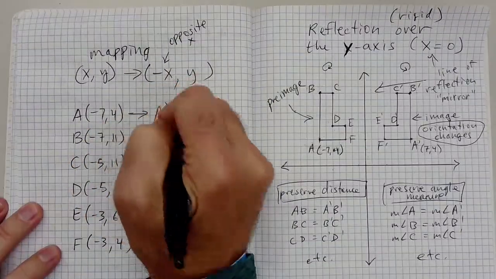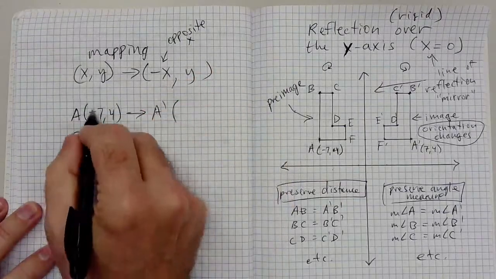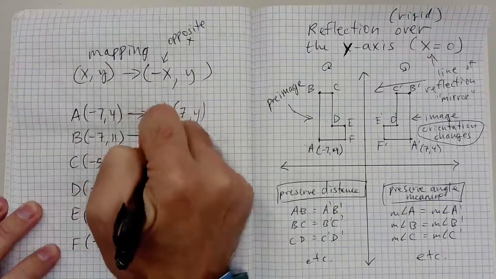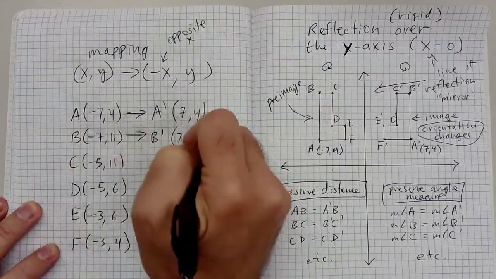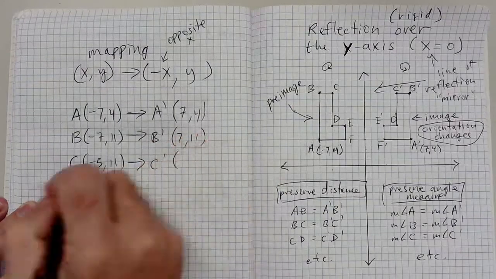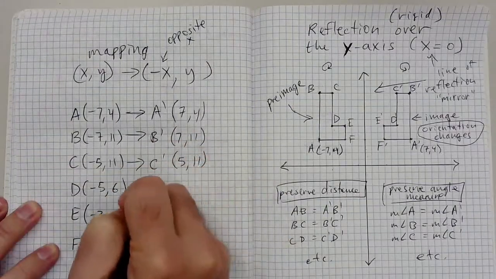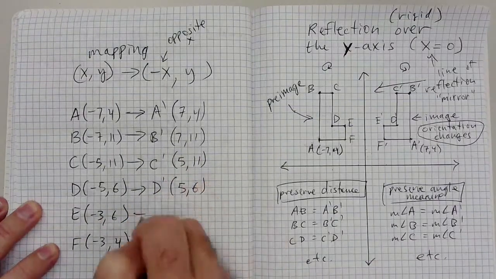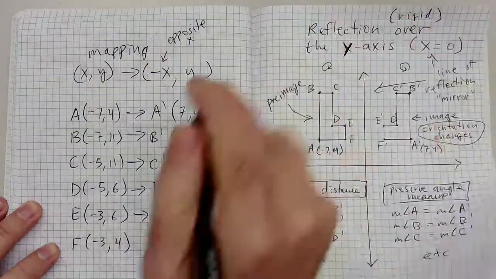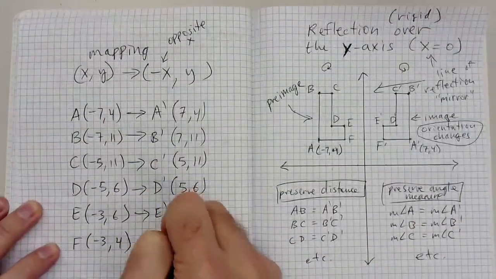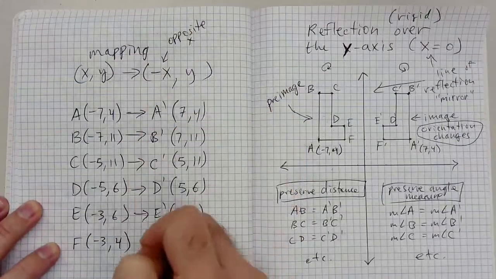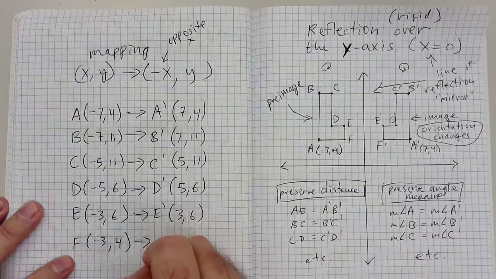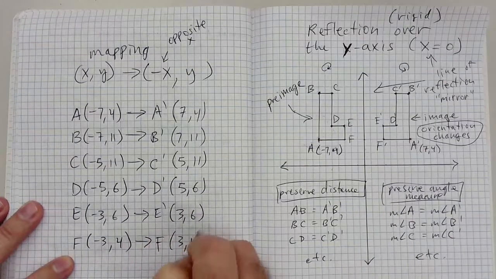Okay, using the rule, we can find that A prime is the opposite of negative 7, which is positive 7, and the y we leave unchanged. For B prime, the opposite of negative 7 is 7, y remains unchanged. And we can continue to do the same for each of these points. And if I didn't have the graphy, if I only had the map, I could then plot these points right here and get my image from my pre-image without having to do any counting whatsoever.